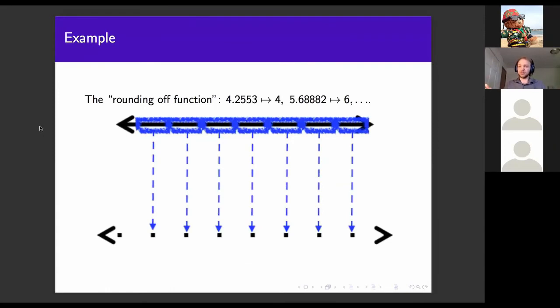Here's an interesting example. The rounding off function is bornologous. So everyone knows how to round numbers. I think this kind of comes up pretty early. If you've got 4.2553, you can round that off to the nearest integer 4, or 5.688882, or whatever I wrote there, that rounds off to 6. And this rounding off gives you a map from real numbers to integers. And I've kind of tried to depict it here, right? Like the blue little squares are all the numbers that get mapped to that particular integer.